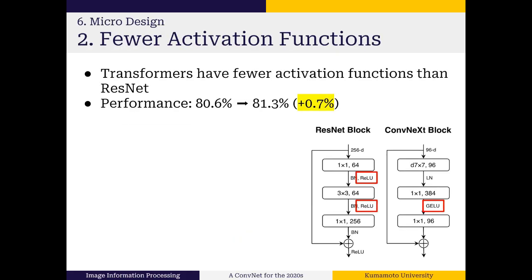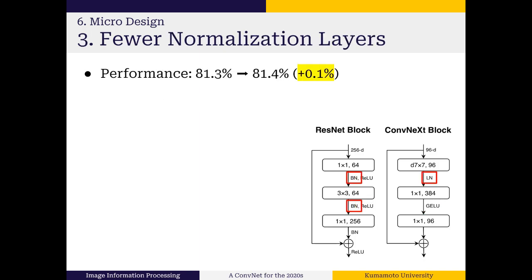Another difference between ResNet and transformers is that transformers have fewer activation functions. As shown in this figure, the number of activation functions is reduced from 2 ReLUs to only 1 GELU, and the performance is improved quite significantly by 0.7% with this step.